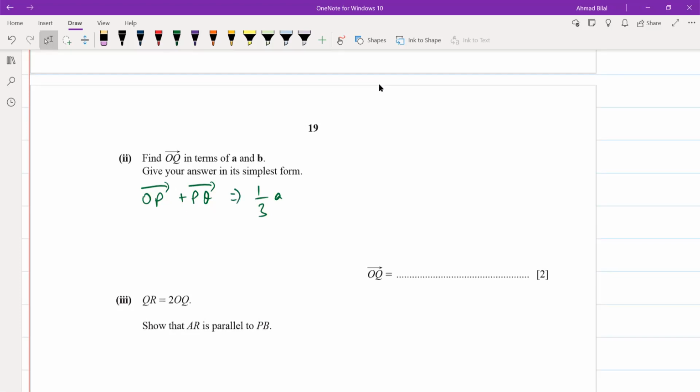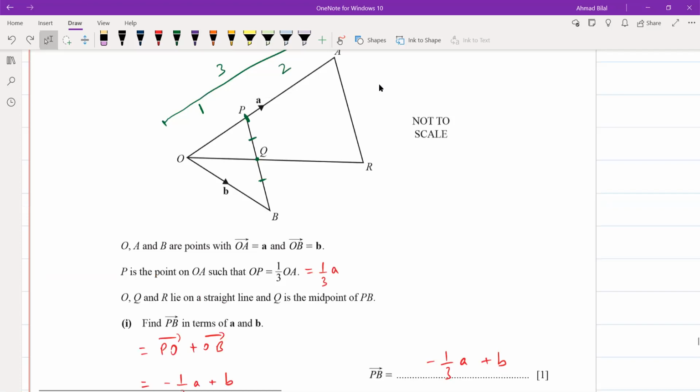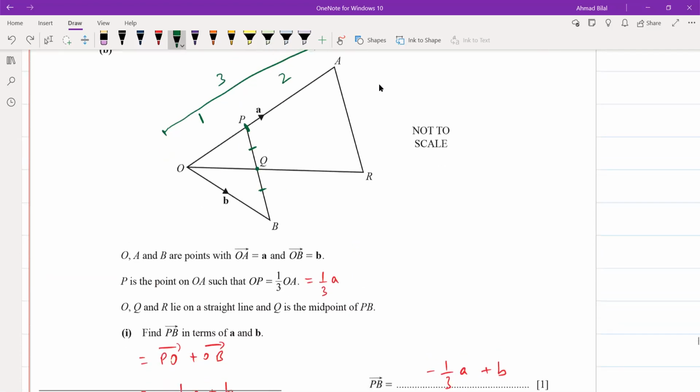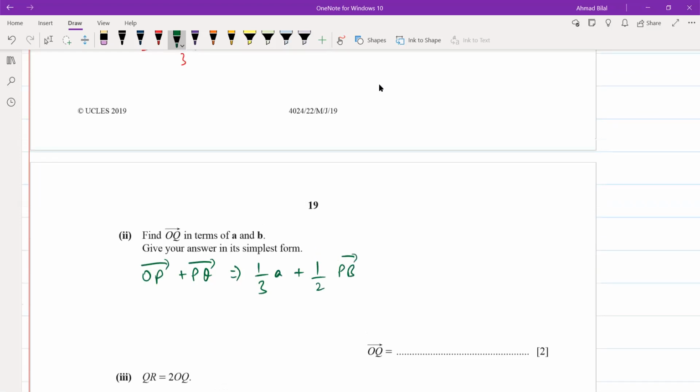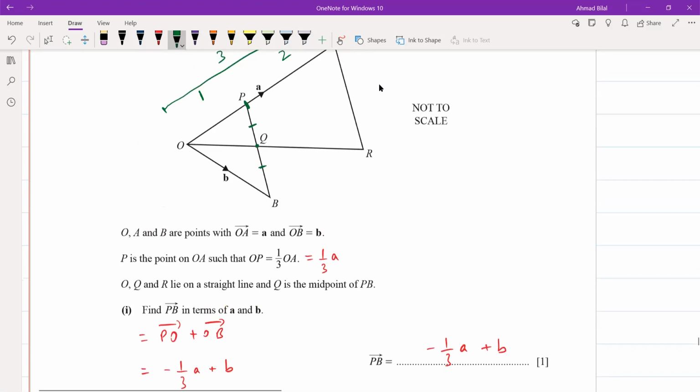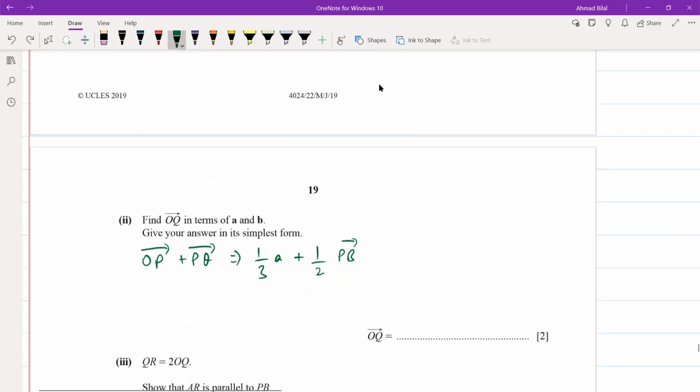PQ क्या है? P से Q. PQ तो हमें नहीं पता, लेकिन हमें PB पता है. PB पूरा पता है ना? PB पूरा पता है. हम कह सकते हैं PQ is basically half of PB. Does that make sense? Because P से Q पे जो है ये halfway है PB का. Q is the midpoint, right? Q क्योंकि midpoint है, ये पूरा वेक्टर होगा P से B तक, उसका half is going to be PQ. हम क्या कहते हैं? PQ is just half of PB.